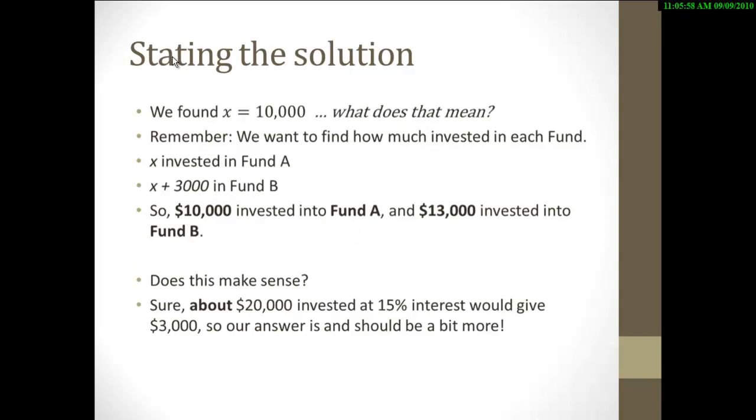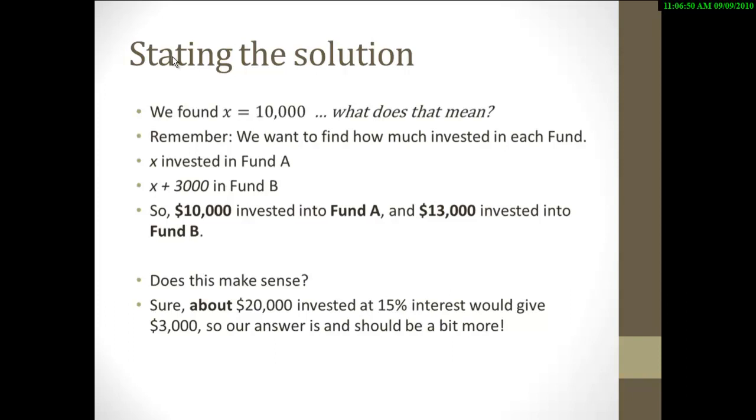Alright, so now that we've found out all the information, we're going to state our solution. Remember, we found that x equals 10,000. Now, what does that mean if we want to state this? Well, remember, x was the amount of money invested in Fund A. It's very easy to lose track of what these variables are. That's why we write them down with a complete sentence to help ourselves. We also have x plus 3,000 in Fund B. X equals 10,000 tells us that we've got 10,000 invested into Fund A and 13,000 invested into Fund B.